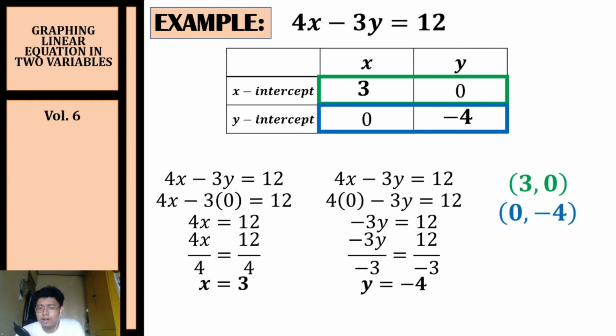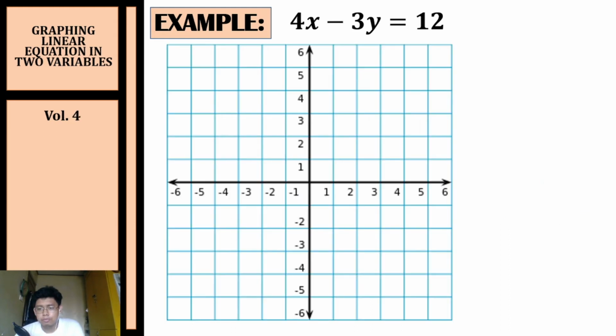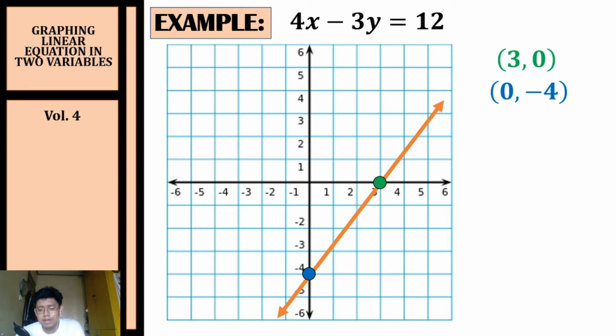Now that we have our x-intercept and y-intercept, it is time for us to proceed to graphing. We can now plot them in our rectangular coordinate system. Plotting our coordinates (3, 0) and (0, negative 4). Let's plot (3, 0). It is located along the x-axis. And (0, negative 4) is located here. Then let's connect the points. We will have the graph of the equation 4x minus 3y is equal to 12.